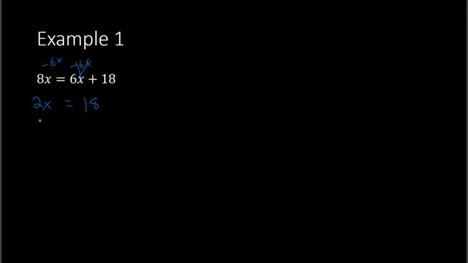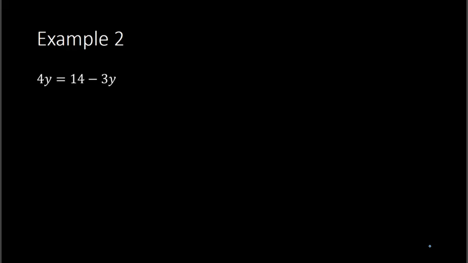Now I can solve this very quickly, because 2 times x means I must do the opposite of multiplication, which would be division. So I divide both sides by 2. I have x on the left side, and on the right side I have 18 over 2, which would equal 9. So my answer is x equals 9.